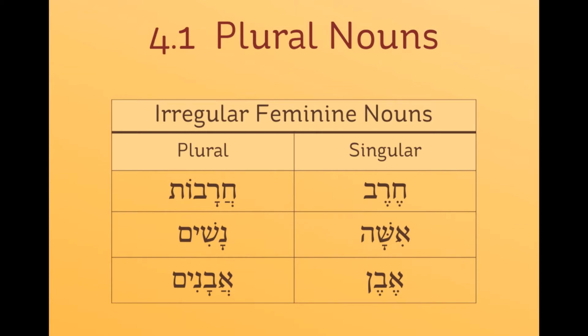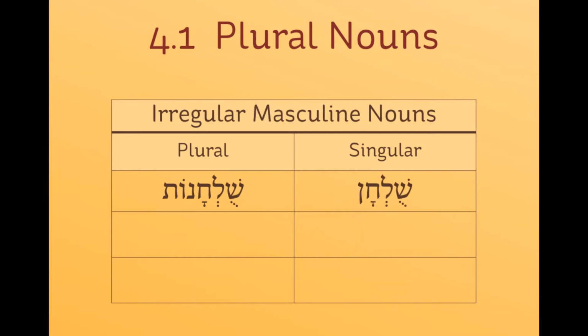Cherev looks masculine in the singular, but feminine in the plural. Isha looks feminine in the singular and masculine in the plural. And even actually looks masculine in both the singular and the plural. We've also seen several irregular masculine nouns. This is the word for table, shulchan, shulchanot, chair, kisei, kisot, and name, shem, shemot.